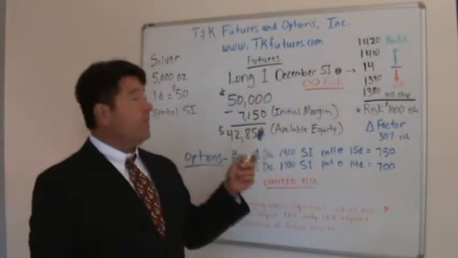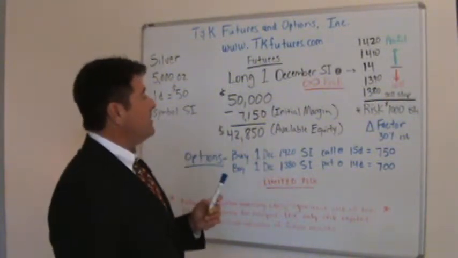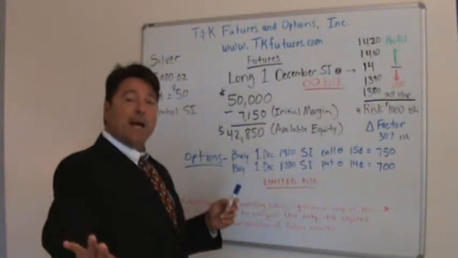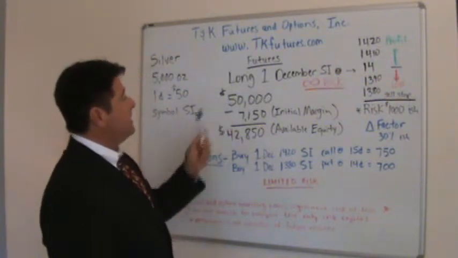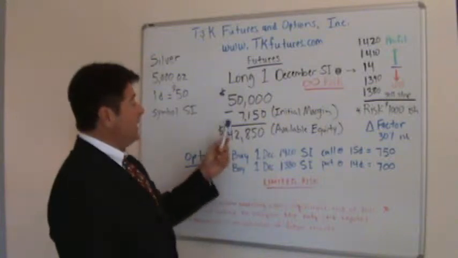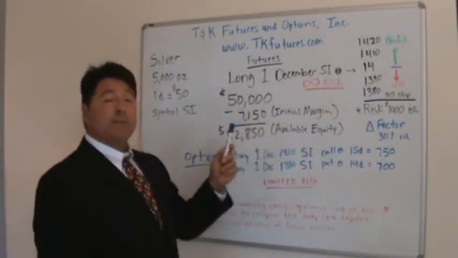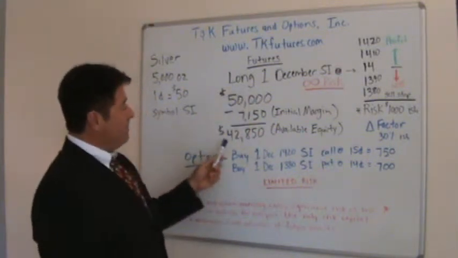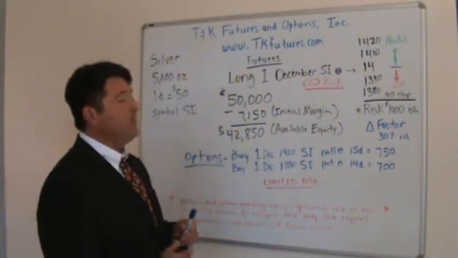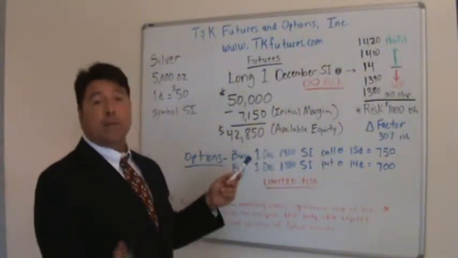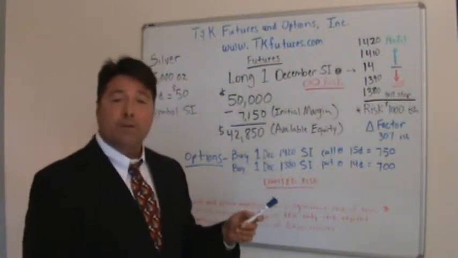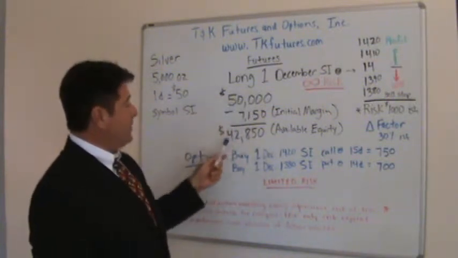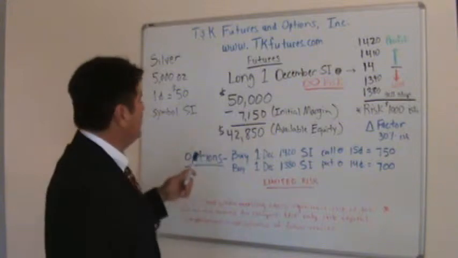At the time of this video, for silver, the margin is $7,150 for one contract of silver. So that's how much you have to set aside. To give you an example, let's say you opened your account for $50,000. $7,150 is what you're going to have to set aside to go long one December silver contract. Well, that means that you only have $42,850 in available equity to do something else with. Buy options, buy other futures, whatever it is you're going to do. So that's all you have available with just one futures contract of silver on: $42,850.